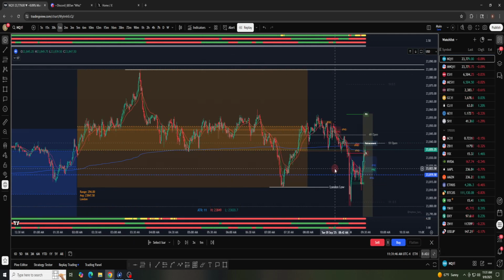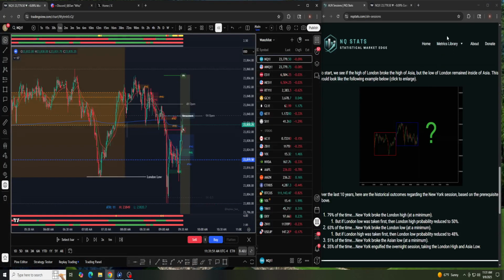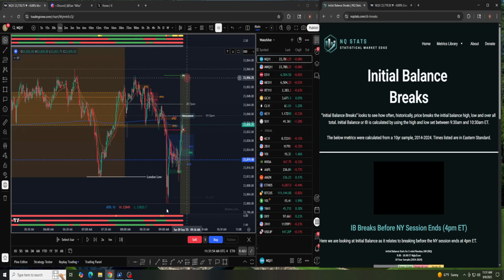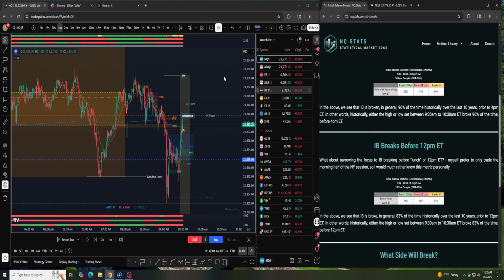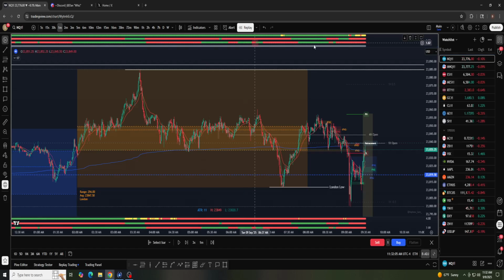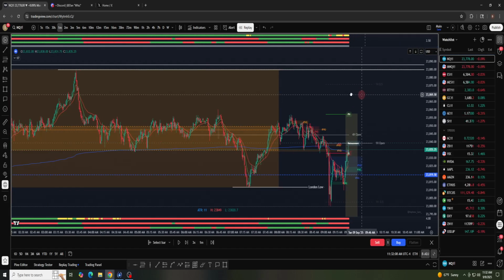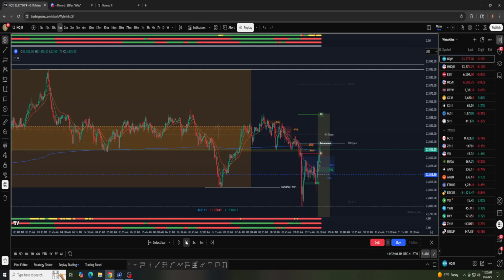So the next sequential thing I look at is NQ Stats initial balance. What this does is it looks at the low and the high, or high and the low, of the first hour of price action from 9:30 to 10:30. And I'll show you how I use the dots in conjunction with the initial balance stats to determine the one and only trade I took today.